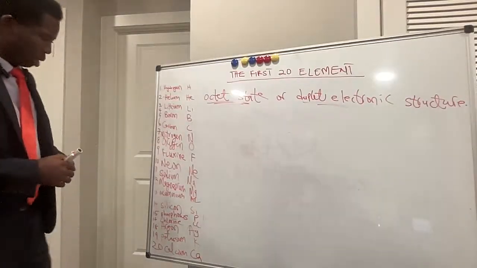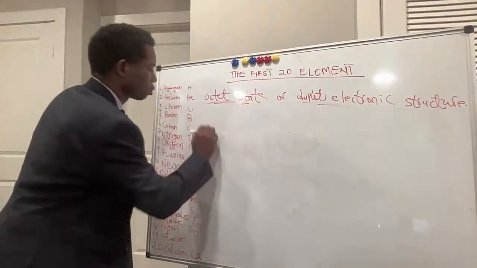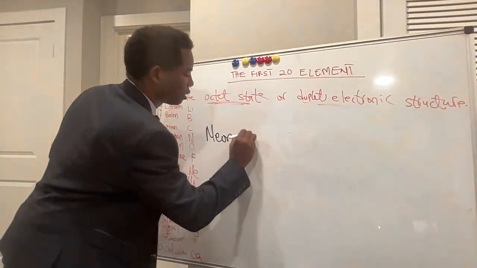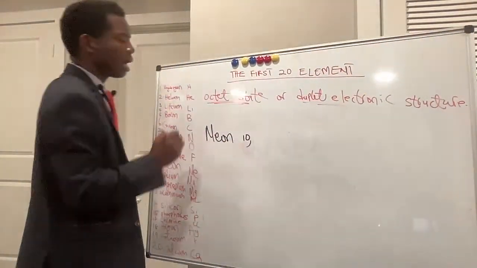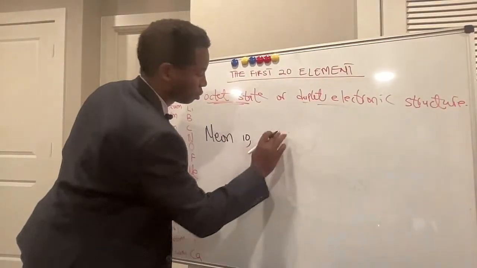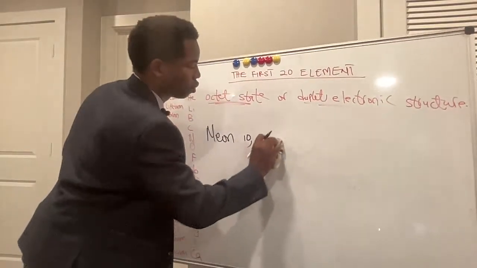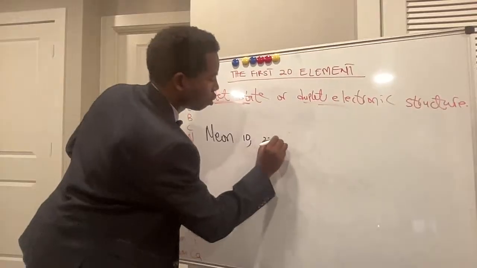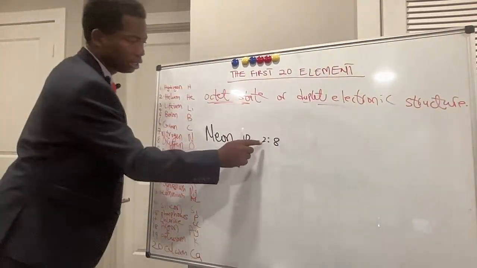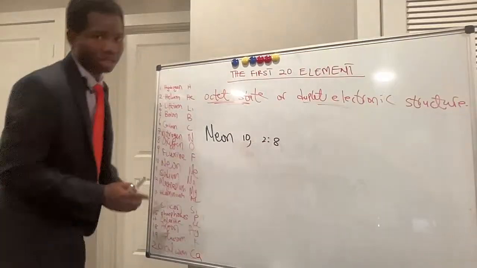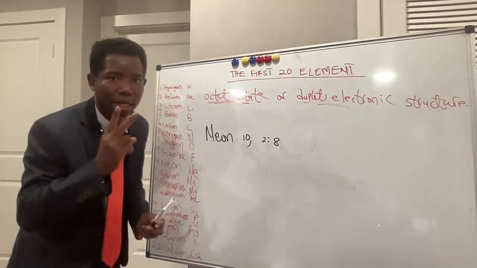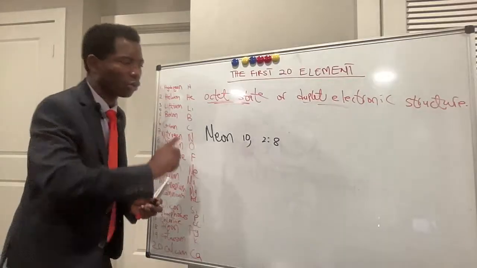So let's look at neon. The atomic number of neon is 10. It will be 2.8. So don't forget, the aim of every element is to have 8 electrons in its outer shell. The aim of every element is to have 8 or 2 electrons in its outer shell.